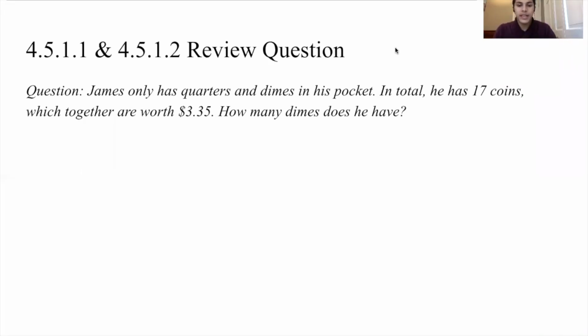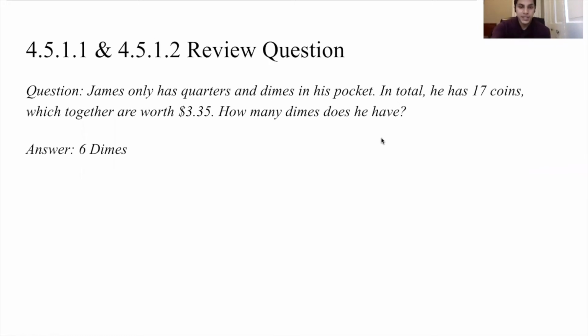All right, the correct answer to this question was 6 dimes. So let's solve this question. So first it reads, James only has quarters and dimes in his pocket. In total, he has 17 coins, which together are worth $3.35. How many dimes does he have?